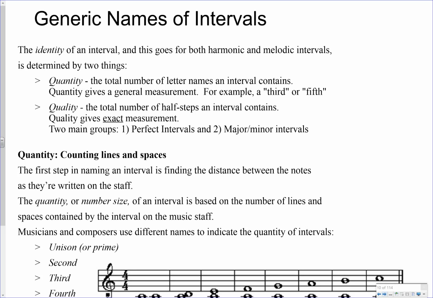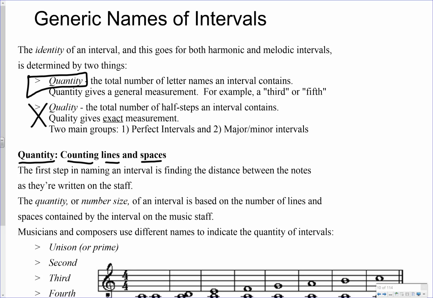We'll discover later on that there are two main groups. There are perfect intervals and major minor intervals. Right now, we're going to spend our focus on quantity and not worry so much about quality until later on. So we're going to spend time on quantity, that is, the total number of letter names an interval contains. With quantity, what we need to keep in mind is we want to count our lines and spaces to determine the relationship between the two notes, or the interval.